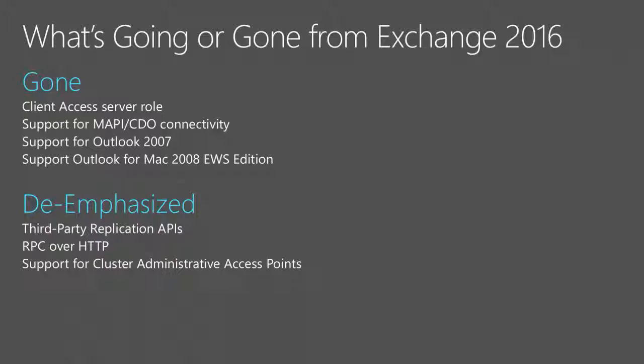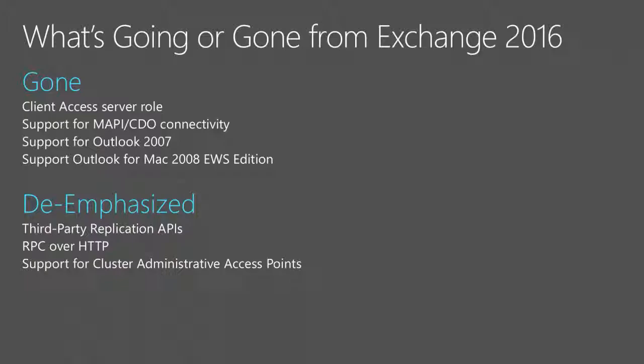Support for MAPI CDO connectivity is gone. We're actually blocking that. So if you've got any apps that are using that, they won't be able to connect to the Exchange server. You'll either have to convert to Exchange Web Services, or better yet, move to the new REST APIs that we've introduced in 2016 that we've already had out in Office 365 for a while. And support for older versions of Outlook, including Outlook 2007 and Outlook for Mac 2008, the Web Services edition. Both of those are no longer supported as well.